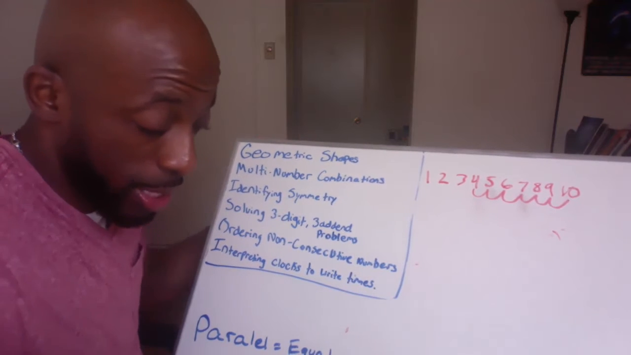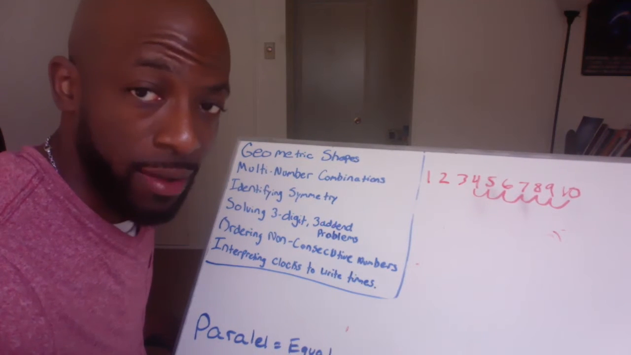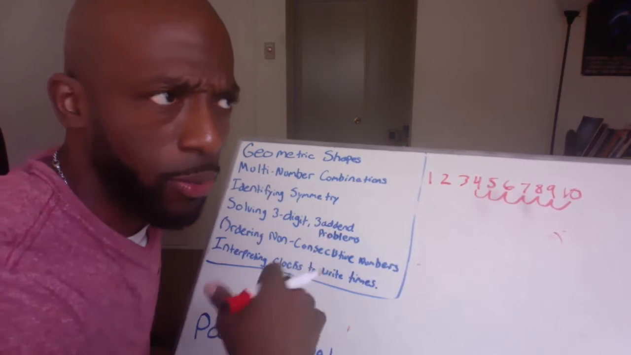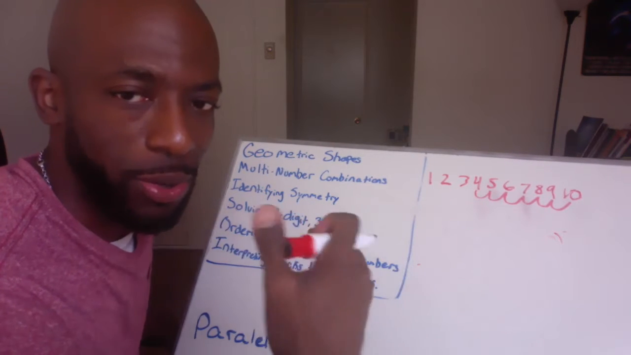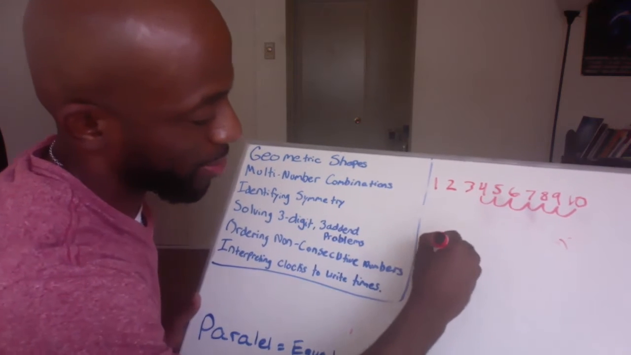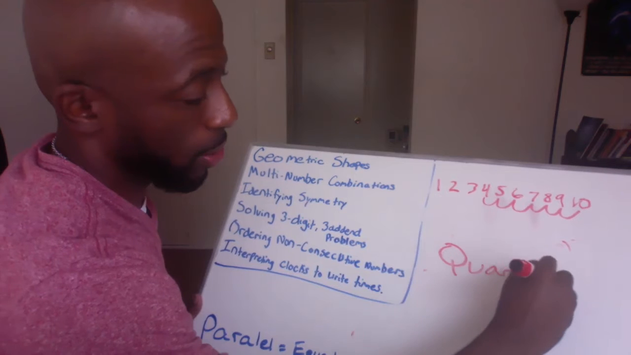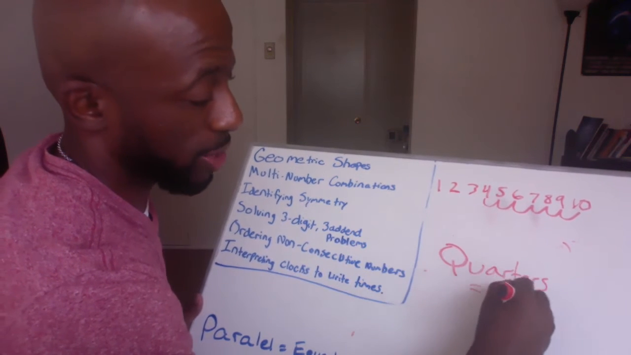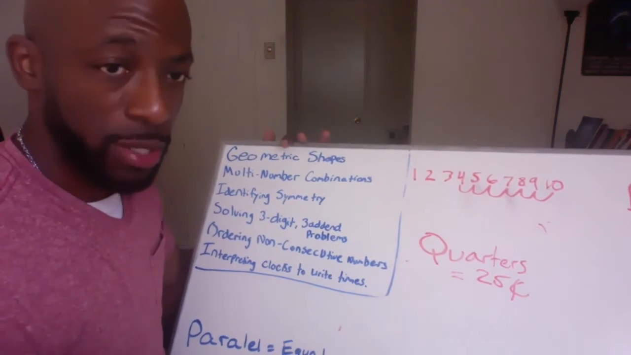All right, we looked at the clocks. That's what you're going to be doing on number 2. Number 3, it says count by 25s. What money do we know that represents 25? What in money do we know? Quarters. All right, I'm sorry I sounded a little confused when I said that, but quarters, all right? Quarters equal 25 cents. So you're counting by 25s.